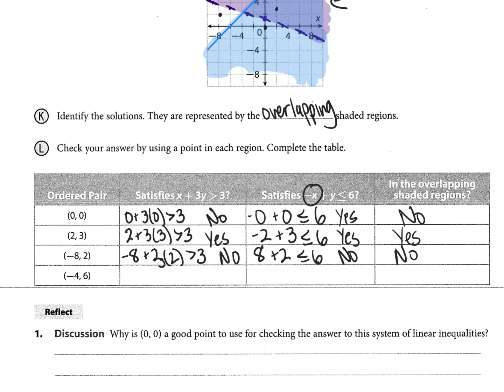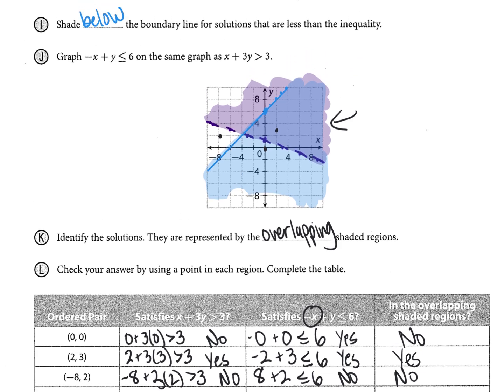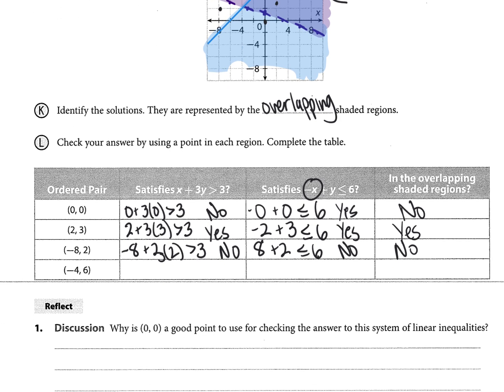And then (negative 4, 6). That is in the purple region, but not the blue, so it will only be a solution to one inequality. Negative 4 plus 3 times 6. 3 times 6 is 18. Minus 4 would be 14. And 14 is bigger than 3. Negative 4 gives us positive 4. Plus 6 is 10. But 10 is not less than or equal to 6.